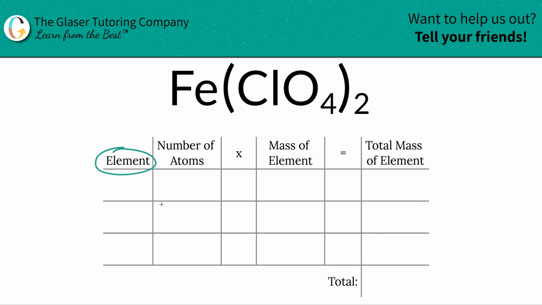Bam. So the first thing I'm going to do is write down the elements I see. So I see iron, Fe, I see chlorine, Cl, and I see oxygen, O. Then I'm going to write down the number of atoms of each. That's where the subscripts come into play.